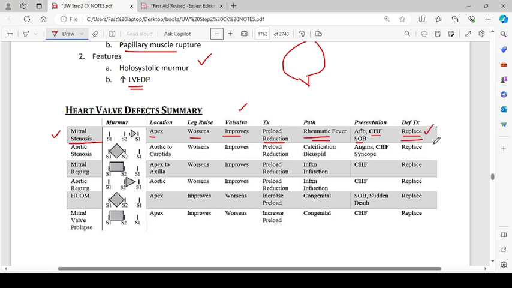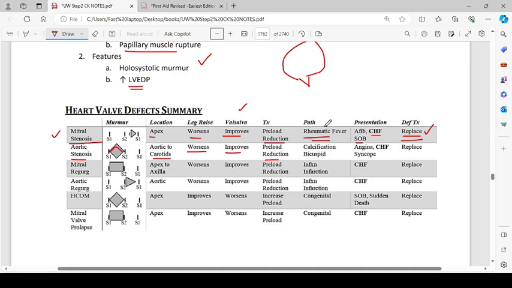And definitive treatment is to replace the valve. Then aortic stenosis, the murmur is crescendo decrescendo systolic murmur, and location is aortic to carotids. So from aortic area it is referred to the carotids. Leg raises because of increased preload will worsen the condition. Valsalva because of decreasing preload will improve the murmur.